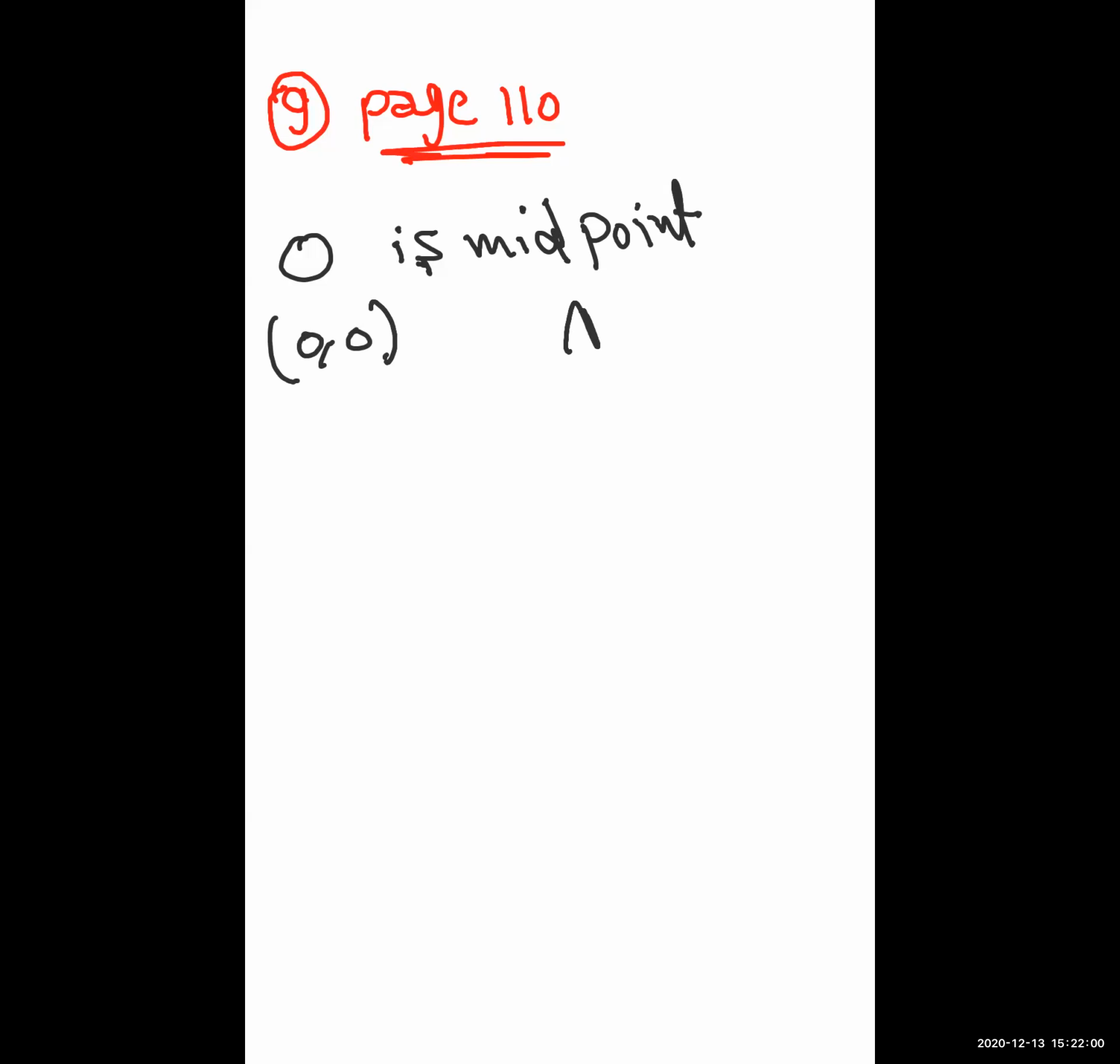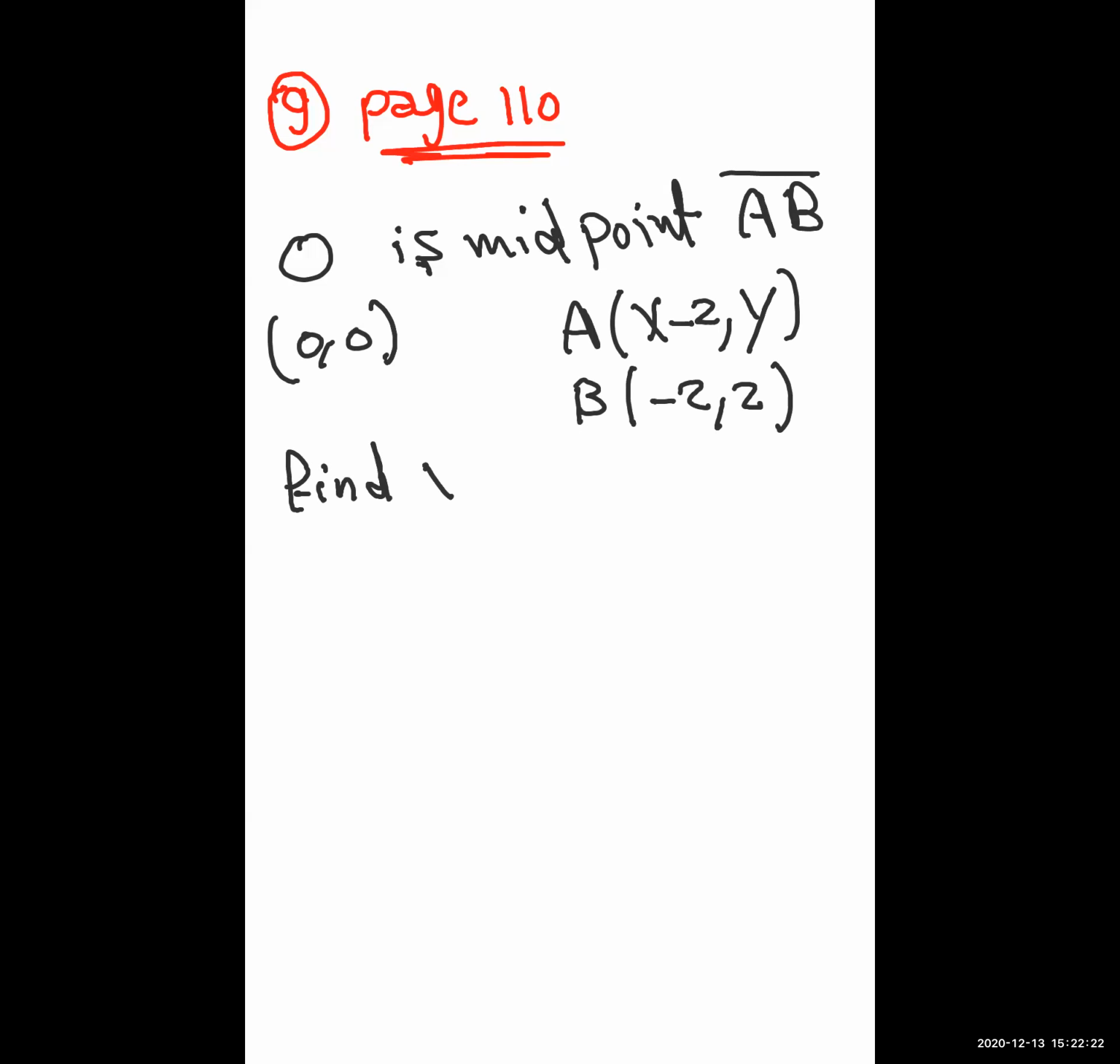Now, the origin is the midpoint of AB. A equals (x minus 2, y), and B is (-2, 2). Okay, now find x and y. How to solve this one? Actually, it's given in the question that the origin is the midpoint.